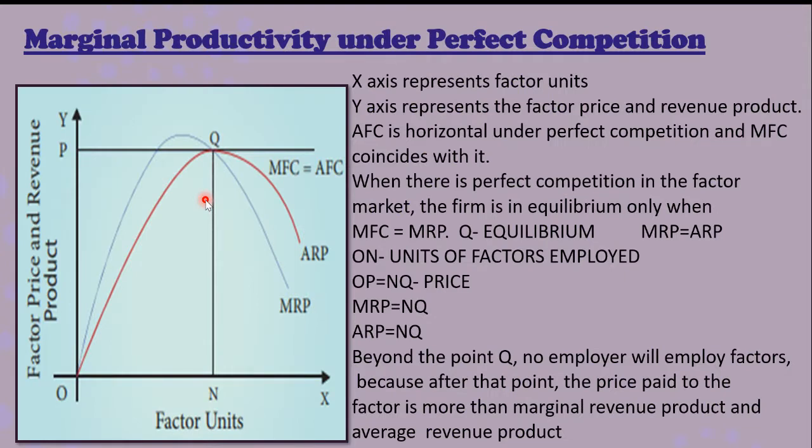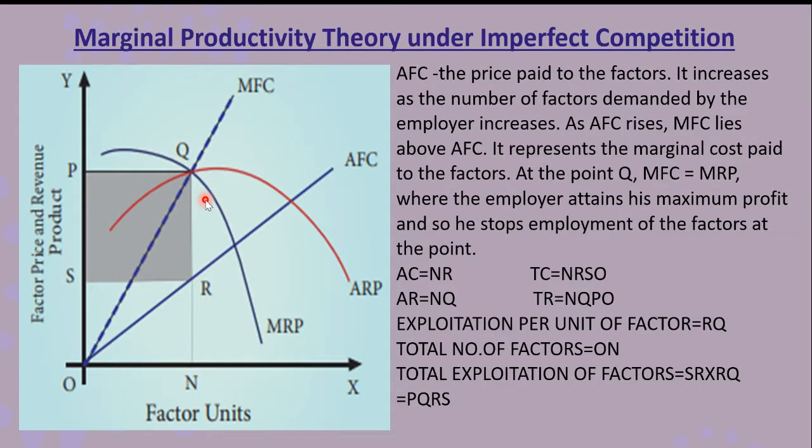But in real life, we face imperfect competition. Therefore, economists like Robinson and Chamberlain have analyzed factor pricing under imperfect competition. So let us see the marginal productivity theory under imperfect competition. In this graph, on the x-axis we have plotted the factor units, and on the y-axis we have the factor price and revenue product.